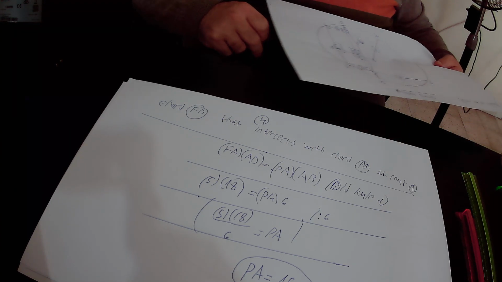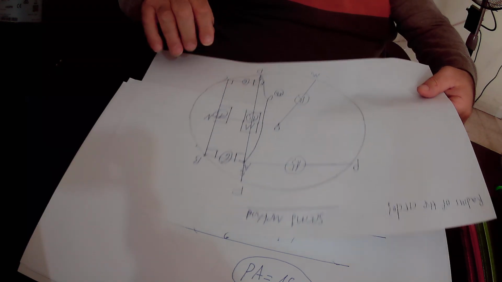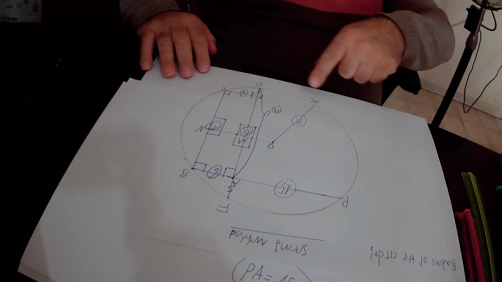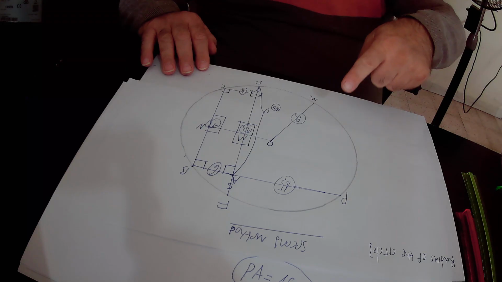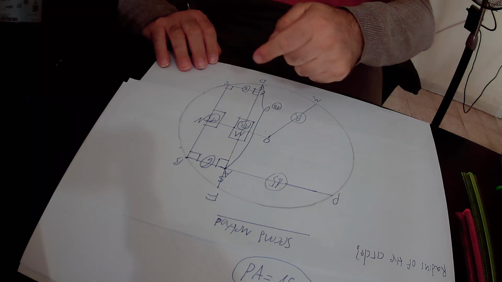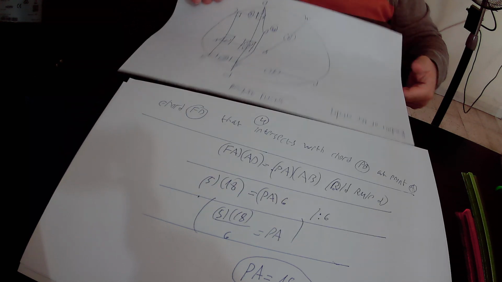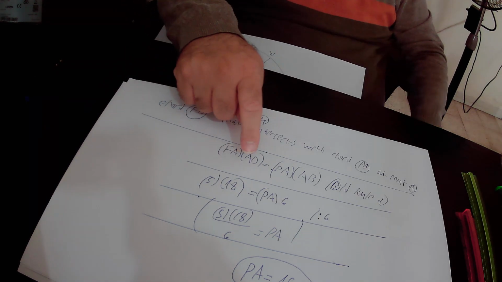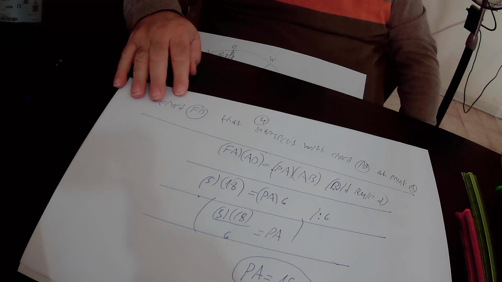FA equals 5 units. AD equals 18 units. PA is the missing line segment, so we leave it as it is. And finally, AB equals 6 units, so we substitute AB by 6. And we found that 5 times 18 equals PA times 6.